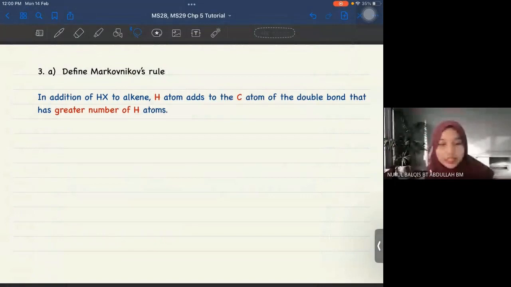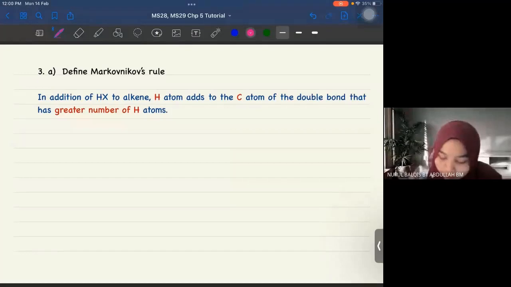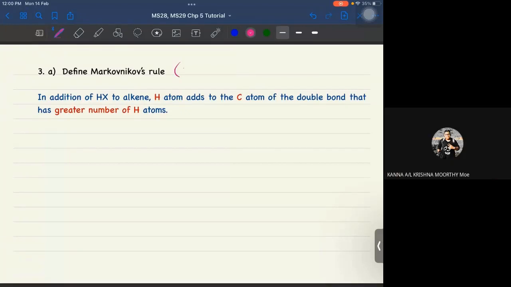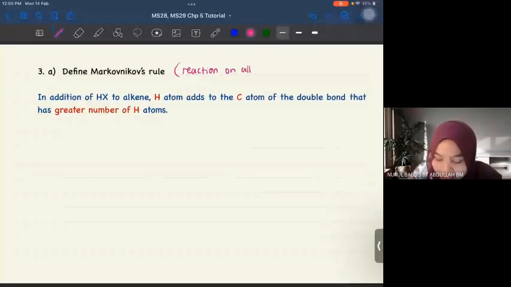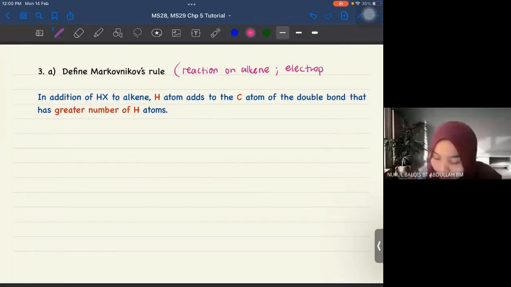So now, question number 3. It asks you to define the Markovnikov rule. Okay, what is the Markovnikov rule basically? Does it happen in elimination as well? Earlier was elimination, preparation of alkene; now it is addition, the reactions of alkene. Yes, reactions on the alkene itself. In other words, it is electrophilic addition. So it is only among those 6 reactions that we can apply Markovnikov.